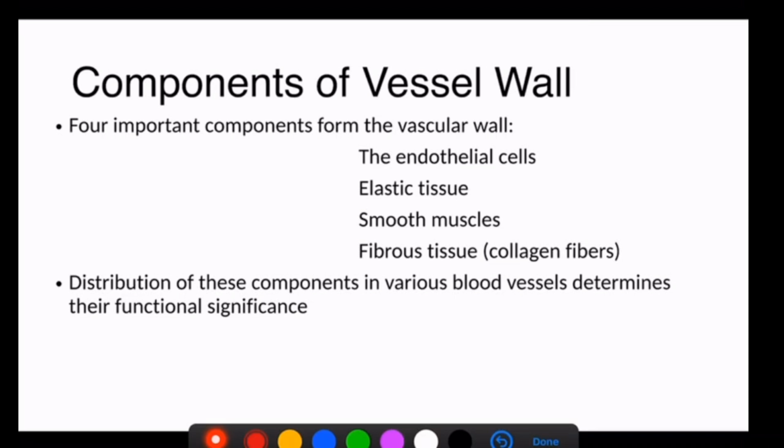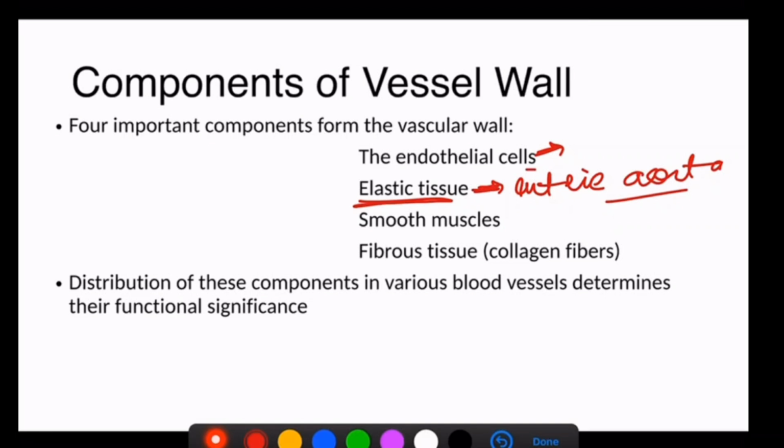And the components of blood vessels. There are mainly four components that form the vascular wall. The endothelial cells. All blood vessels are made up of endothelial cells, a single lining that helps in the exchange of components between blood vessels and the tissues. Next is the elastic tissue. The more elastic tissue present in the vessel wall, the more compliance and stretchability it has. The large arteries and aorta are more compliant as they have more elastic tissue component in them than the others.